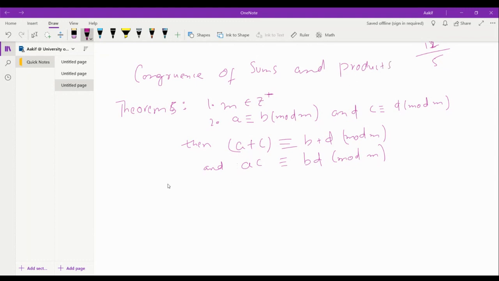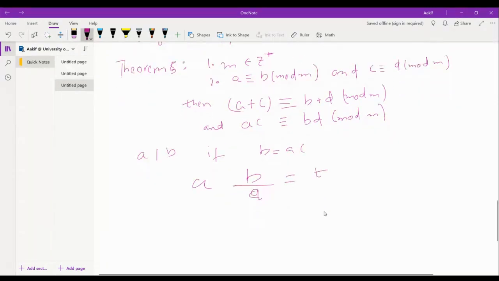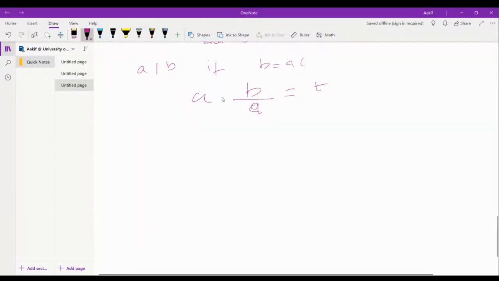Now, if you recall at the very beginning, I told you A divides B if B is equal to AC, or in other words, B by A will give us some number, let's say T. Only then we can say that A divides B.